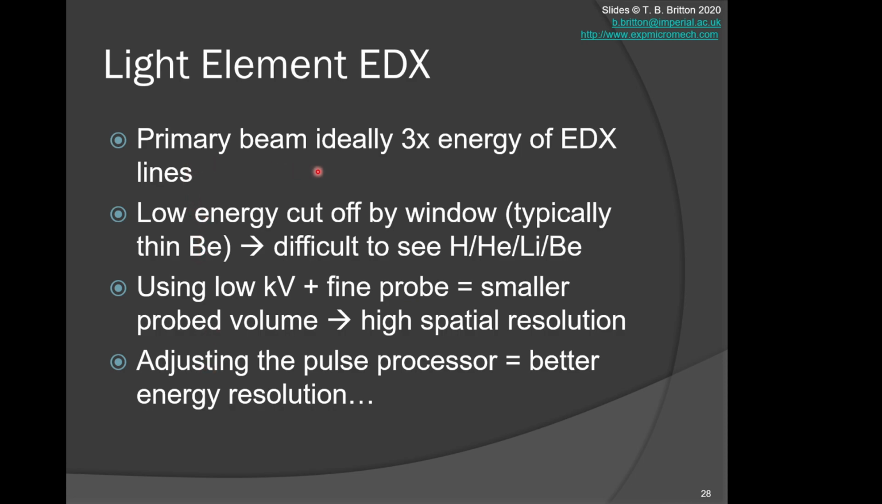Do note that the primary beam energy should be 3 times the energy of the EDX lines. Also, for light element analysis, there's a low energy cutoff by the window. This is typically a thin beryllium window for our system, so it's difficult to see the light elements and impossible to see hydrogen and helium. The low kV plus the fine probe can give you a smaller probe volume for light element analysis and improve the spatial resolution. But you've got to be careful about how you set up the pulse processor to improve the energy resolution ultimately.